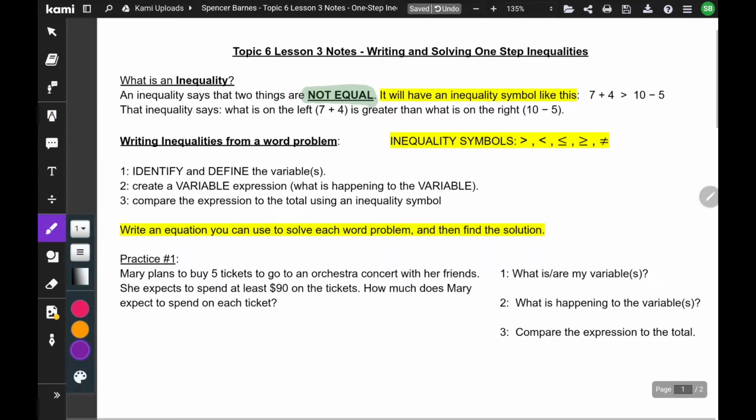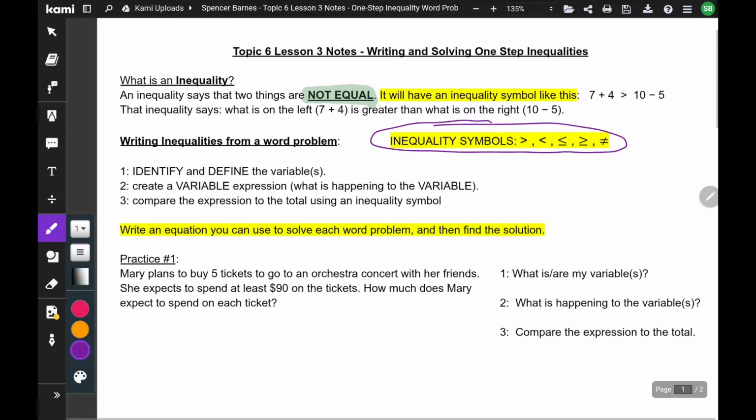It's going to have an inequality symbol like this. I see 7 plus 4, the greater than symbol, 10 minus 5. So this inequality says what is on the left, 7 plus 4, is greater than what is on the right, 10 minus 5. So remember, we're always comparing that left side to the right side. Now down here, we've got all of our different inequality symbols. Try not to put a circle right through it. Greater than, less than or equal to, greater than or equal to, and then does not equal.